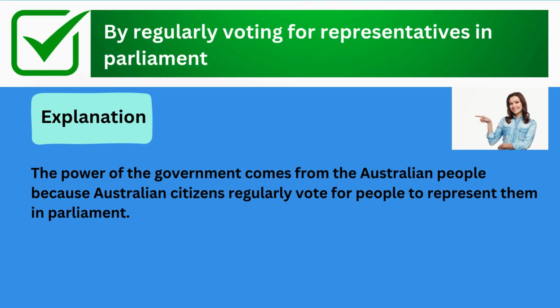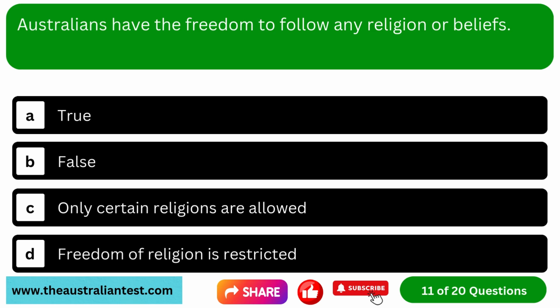The correct answer is by regularly voting for representatives in Parliament. Explanation: the power of the government comes from the Australian people, because Australian citizens regularly vote for people to represent them in Parliament.